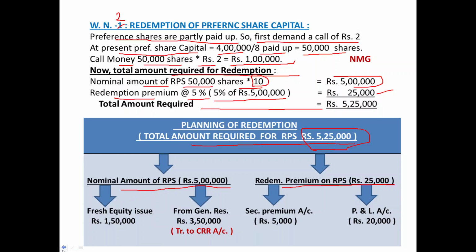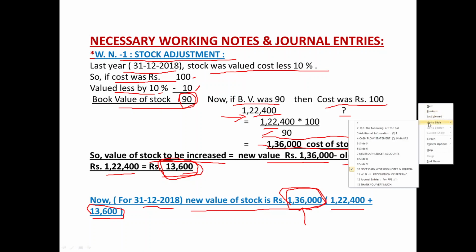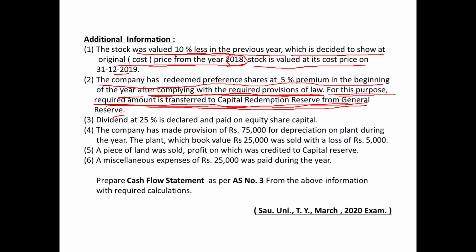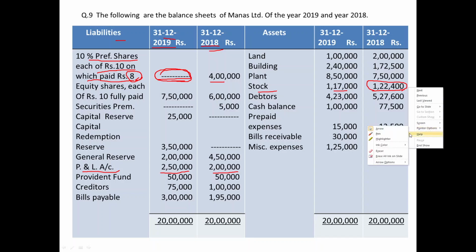Let me show those wordings once again. Required amount. What is the meaning of that required amount? For this purpose, these are the wordings: required amount is transferred to capital redemption reserve from general reserve. Our nominal requirement is 5 lakh. So let us verify the position of equity share capital as well as the CRR.